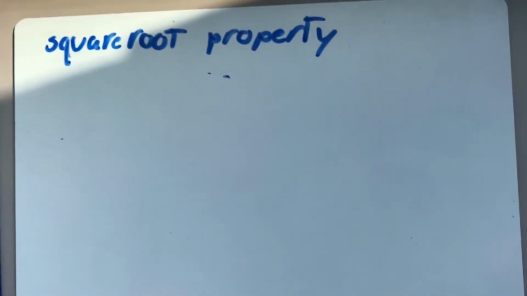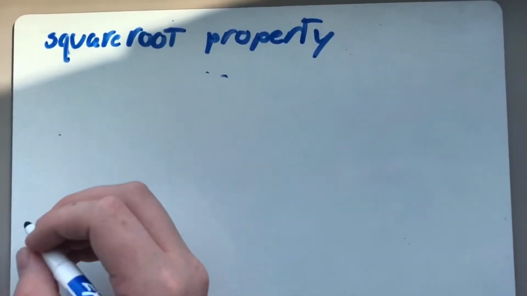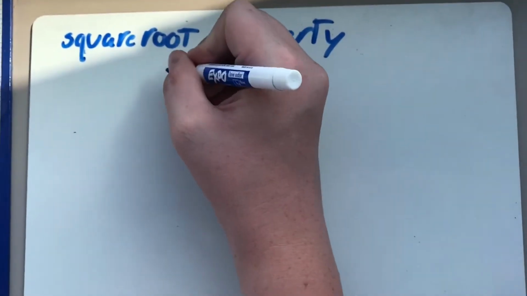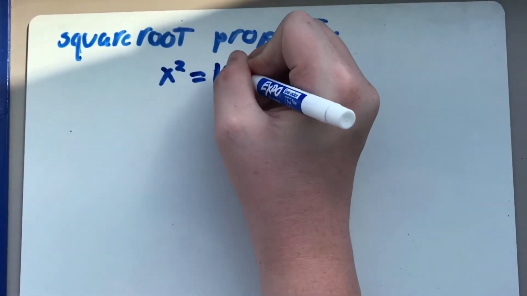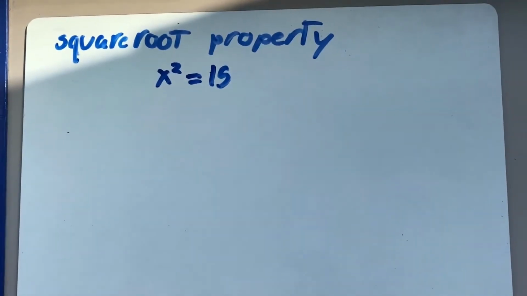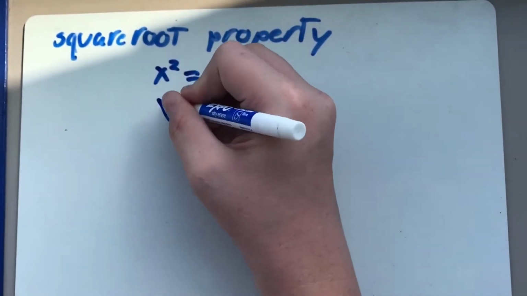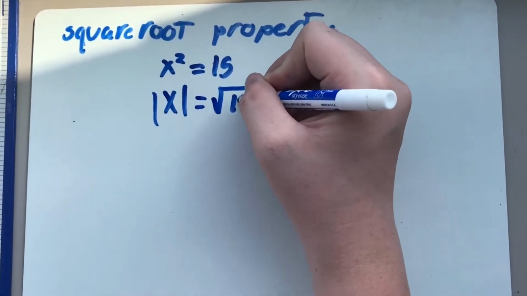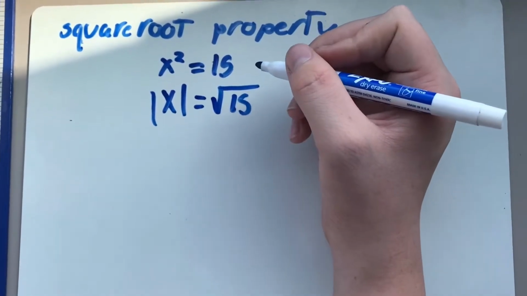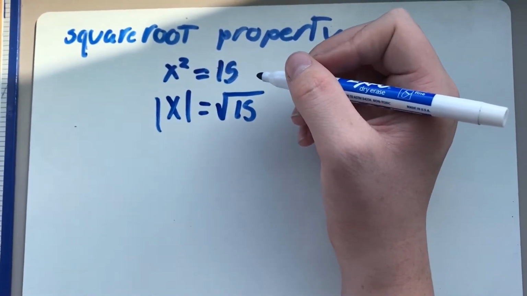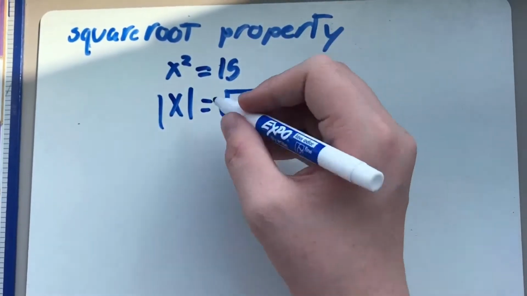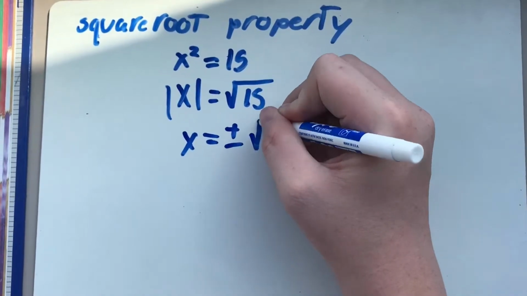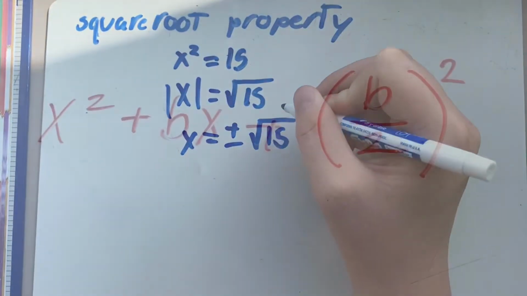From section 5-4, completing the square. To solve quadratic equations, you can take the square root of both sides. Be sure to consider the positive and negative square roots. So you have this, x squared equals 15. Take the square root of both sides. If x squared equals a, and a is a non-negative real number, then you get x equals plus or minus the square root of a, which is the square root of 15.